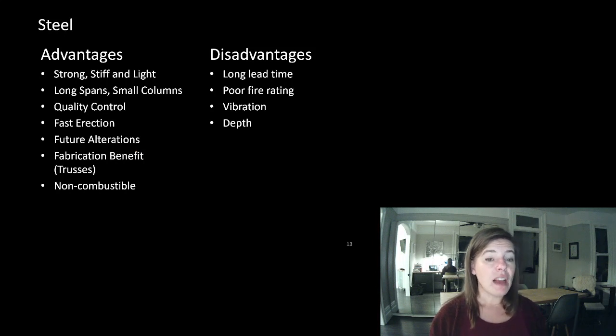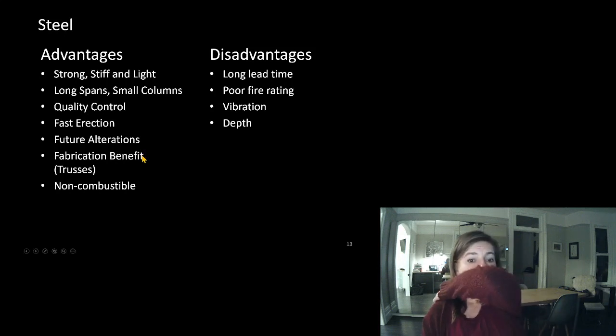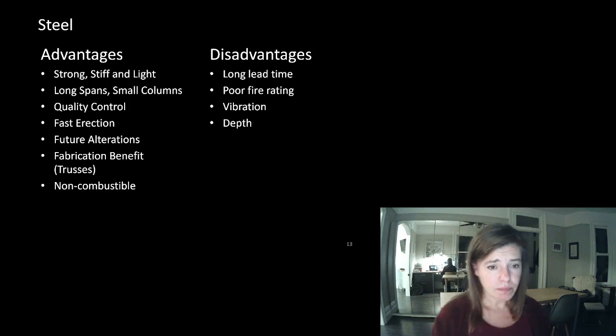Remember, I love lists. Lists make great exam questions and quiz questions and assignment questions. So what are the advantages and disadvantages of steel construction? I happen to do a lot of work in steel. That's my primary zone of work. That doesn't mean steel's always the right answer for everything.